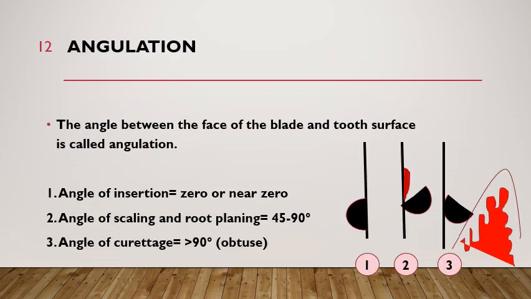Now we come to angulation of instruments while activating the scaling instruments. The angle between the face of the blade of the instrument and tooth surface is known as the angulation. This is a very important principle of instrumentation. We all know that when we have to insert the instrument subgingivally, the angle of insertion should be 0 or near 0. You can see that the face of the blade is merging with the tooth surface, so the angle formed is 0 degree or near 0 degree.